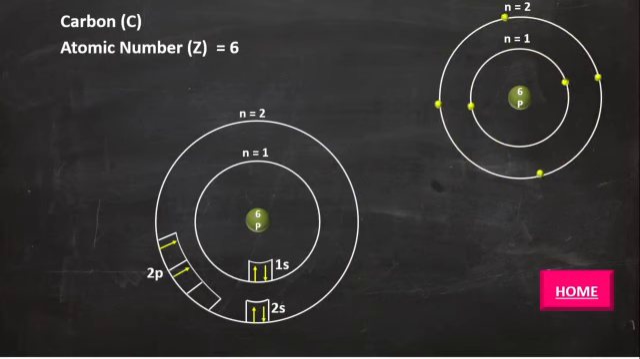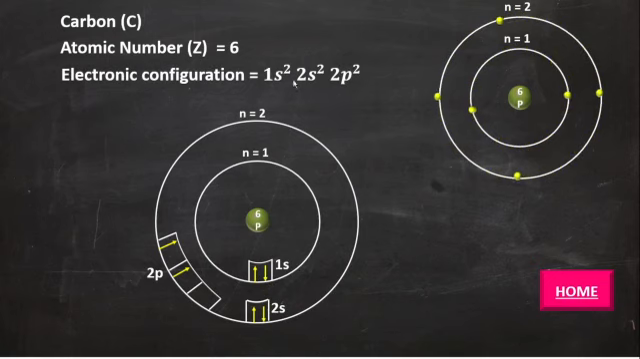Okay, so this rule is called Hund's rule. According to this, pairing will take place once all the empty orbitals are half filled, isn't it? The electronic configuration is 1s2 2s2 2p2. That's all.